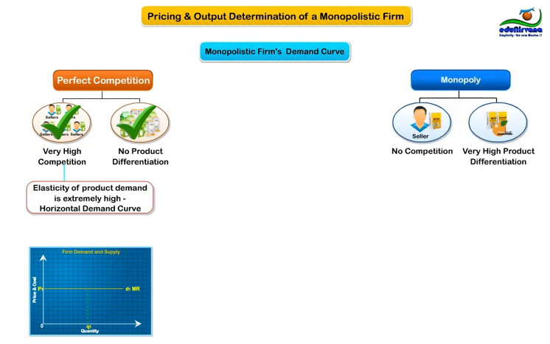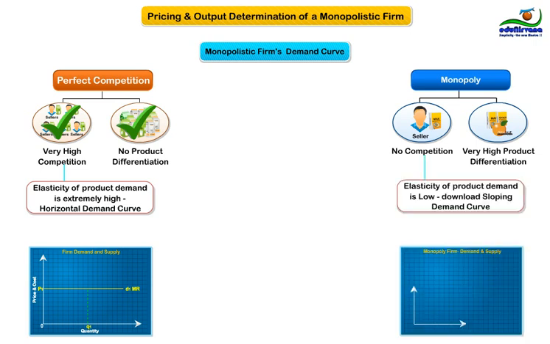Contrast this with our computer operating system firm, that is, Orange Computers. It was a monopoly with practically no rivals, and it produces a good for which there are no substitutes. The elasticity of demand for its product is low, as reflected by its downward sloping demand curve.